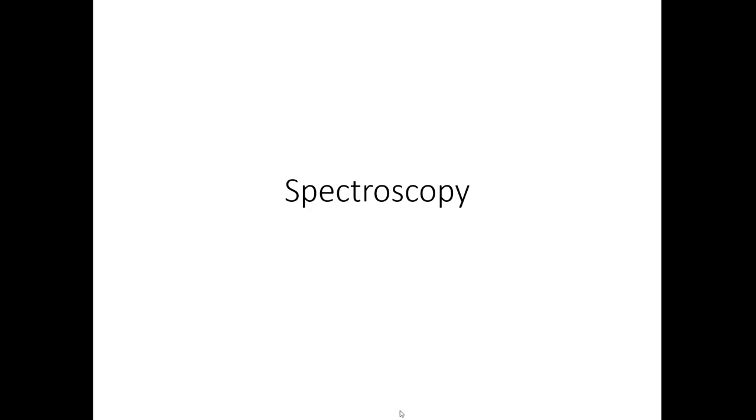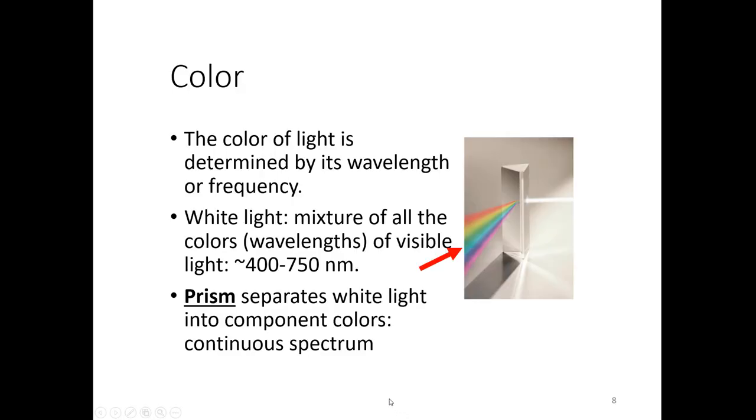In this activity, we are going to be learning about the powerful technique of spectroscopy. Please remember that the color of light is determined by its wavelength or frequency, and the light that we typically perceive, sometimes called visible or white light, is actually a mixture of electromagnetic radiation of many different wavelengths, typically between the boundaries of about 400 to 750 nanometers.